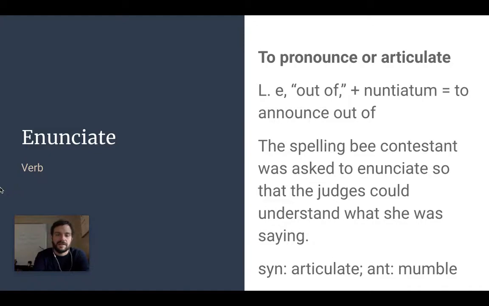If you take the Latin e, which means out of, and we add it to a root word, enunciatum, we get to announce out of something. The spelling bee contestant was asked to enunciate so the judges could understand what she was saying. If you're going to enunciate, you're going to be more specific and articulate the words that you are speaking, just as we are doing now.